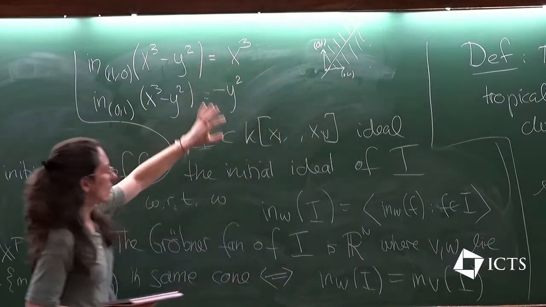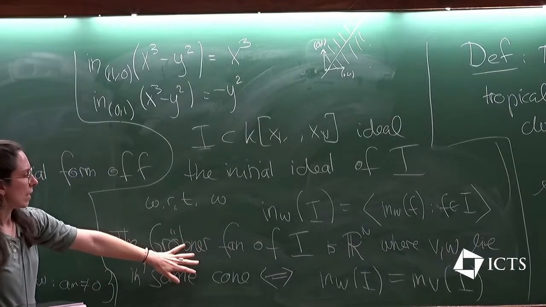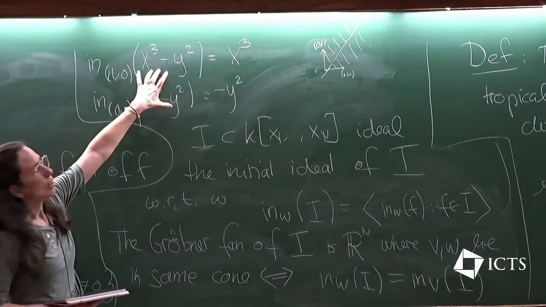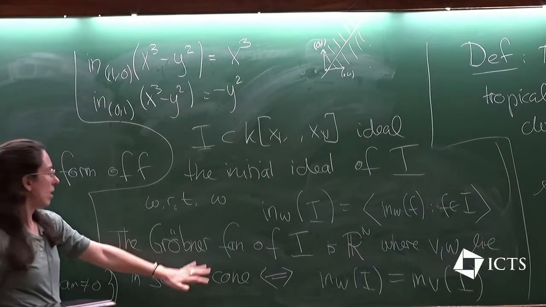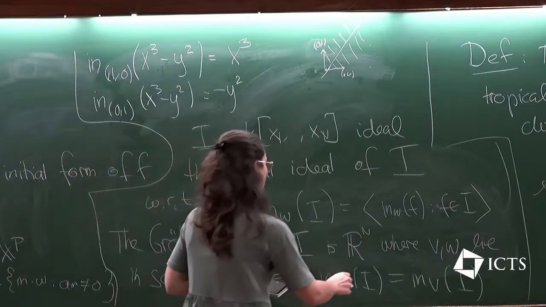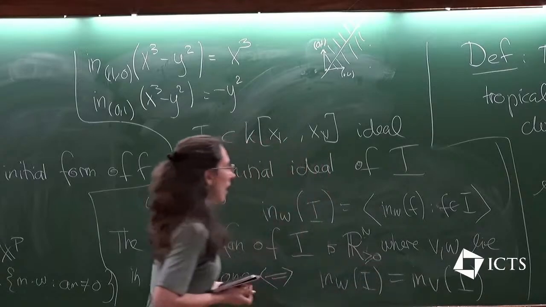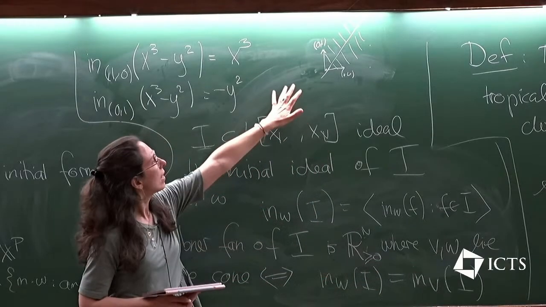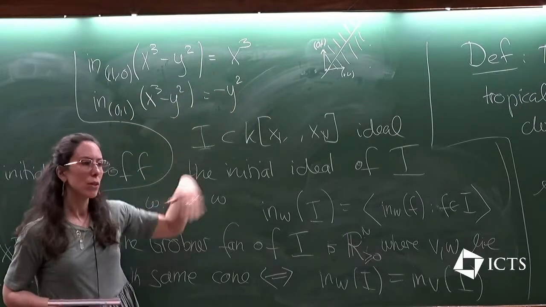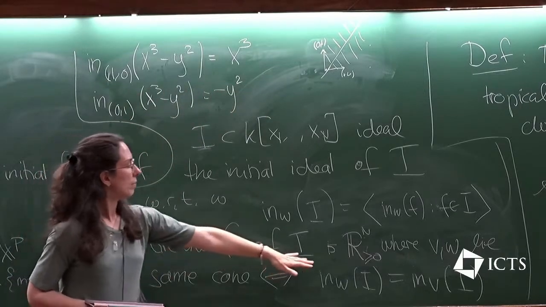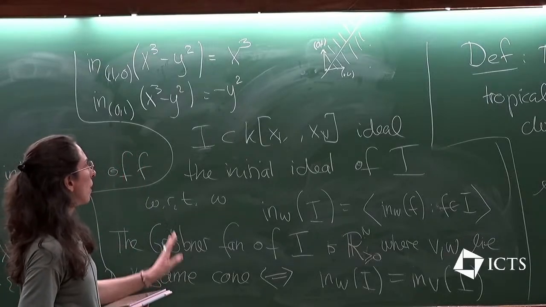There's a bit of a subtlety that if my ideal is not homogeneous, I will only consider this inside the positive orthant. So the Gröbner fan of I, I will put here greater or equal to 0. And this is like an extra condition I have to make if my ideal is not homogeneous. If the ideal is homogeneous, I can consider the whole space.